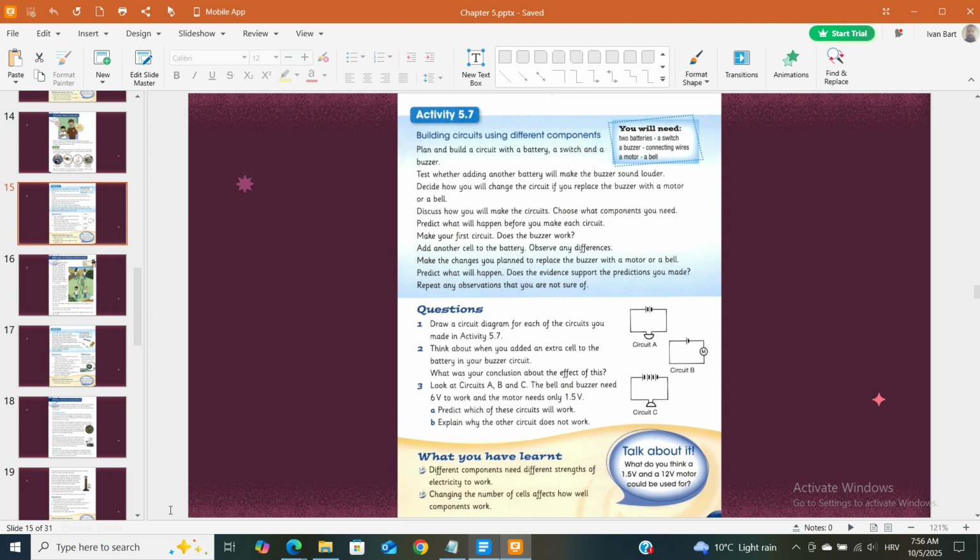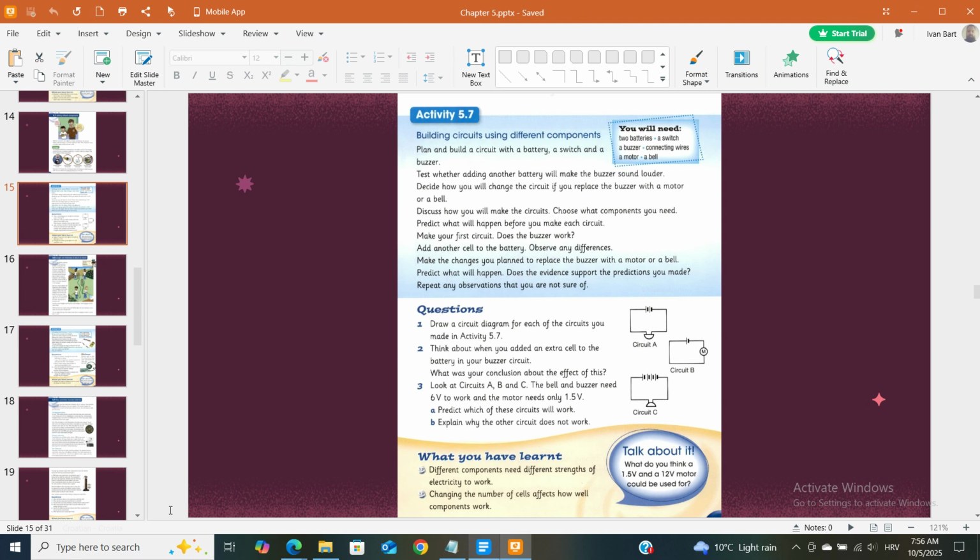Questions. 1. Draw a circuit diagram for each of the circuits you made in Activity 5.7. 2. Think about when you added an extra cell to the battery in your buzzer circuit. What was your conclusion about the effect of this? 3. Look at circuits A, B and C. The bell and buzzer need 6 volts to work and the motor needs only 1.5 V. Predict which of these circuits will work.